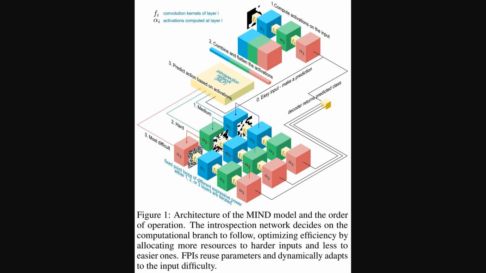Alright, so this figure on page 2 really lays out the MIND architecture. You can see how the introspection network, that MLP block, analyzes the input activations. Then, based on that analysis, it decides the computational path. Simpler inputs get a quick prediction, while more complex ones are routed through more fixed-point iteration loops, effectively using more computation. This is key to its adaptive nature.